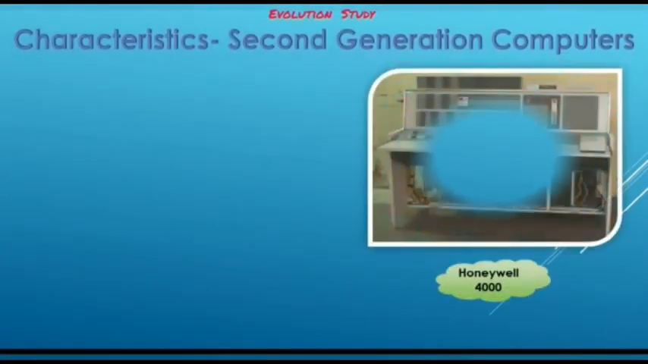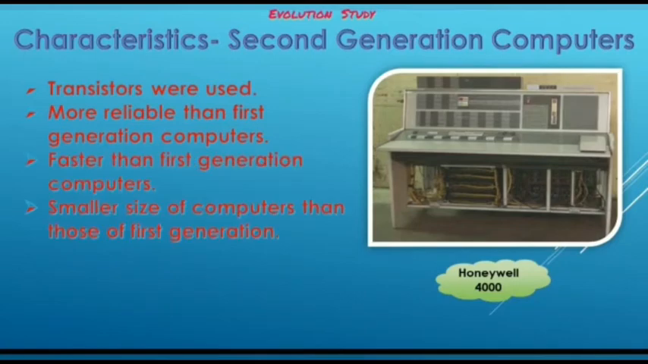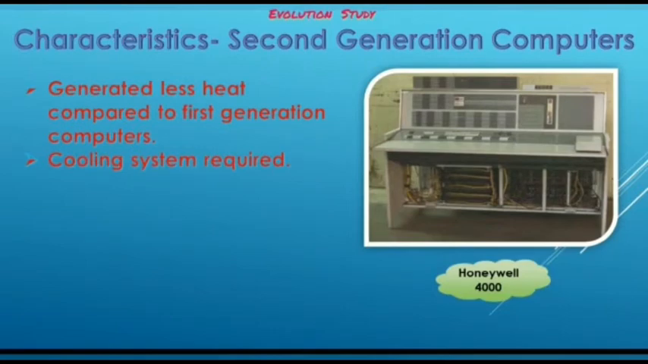Next comes the characteristics of the second generation. Transistors were used, more reliable than the first generation computers, faster than the first generation computers, and smaller in size than those of the first generation. Generated less heat compared to the first generation computers. Cooling system required. Very costly, and it supported machine and assembly languages.